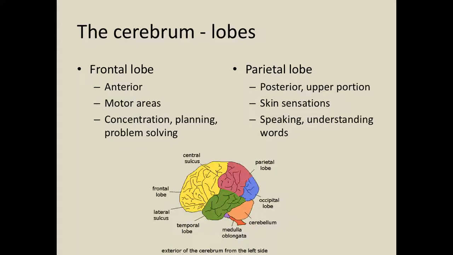Based on some studies where we made people do things and then looked at what part of their brains lit up, we can figure out what part of the cerebrum does what thing. So, the frontal lobe, which in this picture is the yellow part, it takes care of concentration, planning, and problem solving for you. The parietal lobe, it's that purplish reddish color in this picture. It takes care of what your skin feels. It tells you what you're feeling. It also is for speaking and for understanding words.